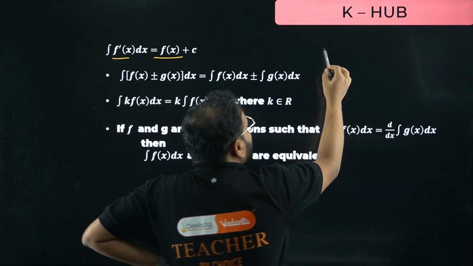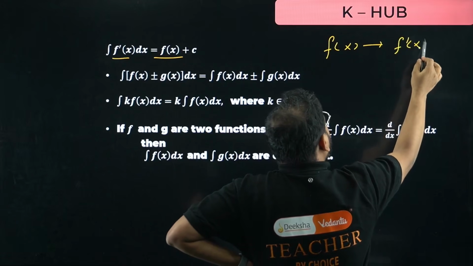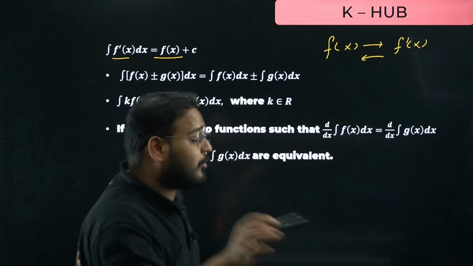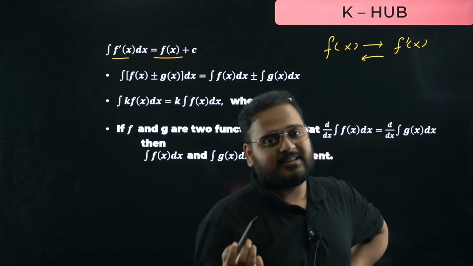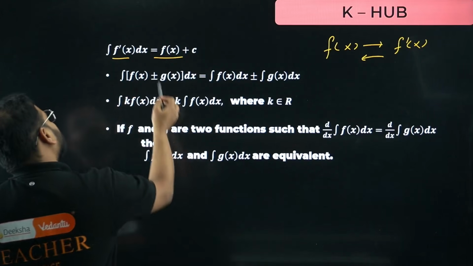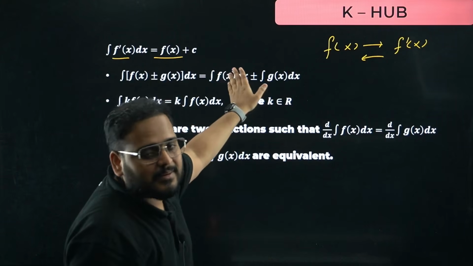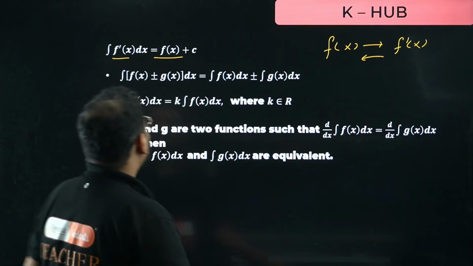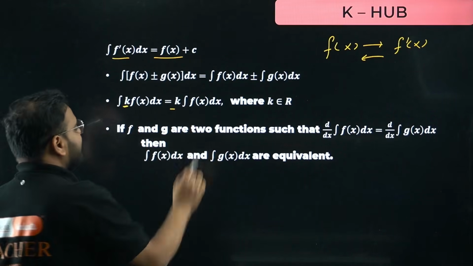Means you differentiate the function to reach f dash of x, so what you do is integrate this part to reach back to the function. You'll have a constant, of course, because of the nature of the integral, an indefinite integral. If you have a plus or minus sign, you can separate the integral into two different terms. If you have a constant multiplying the function, you can take it out and then integrate.